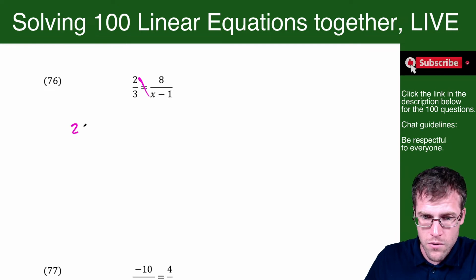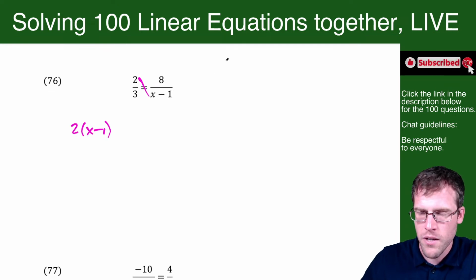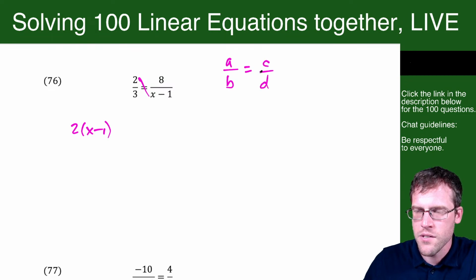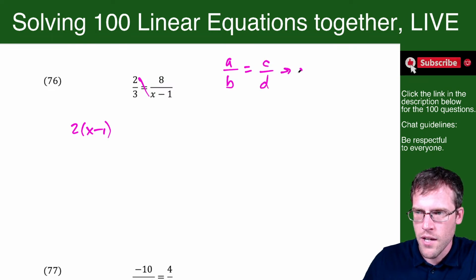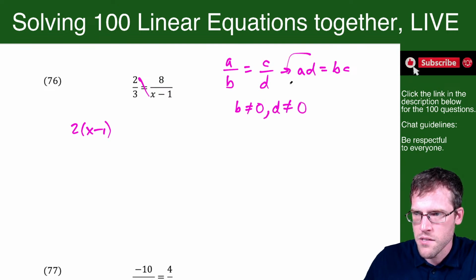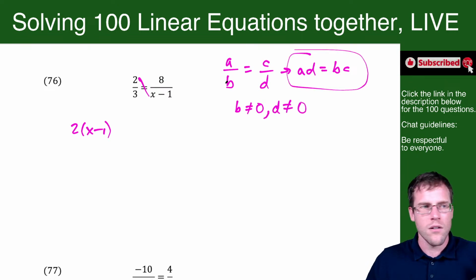So we're going to do 2 times x minus 1. So cross multiplying. Just know the rule for this, if you want to write it formally, when you have this, it allows you to say a times d equals b times c, provided, of course, that b is not 0 and d is not 0. This is an approved method.